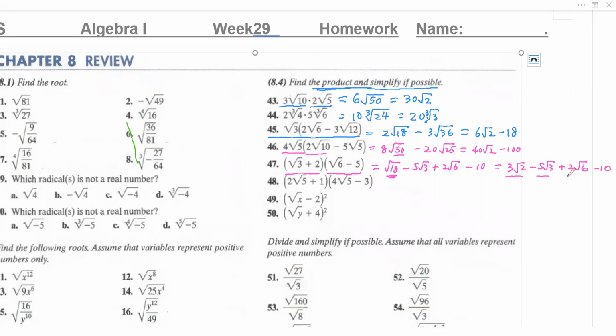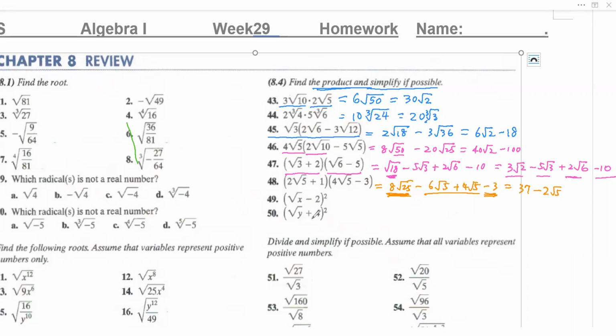So they cannot be combined further, right? They have no radical, so just keep it as it is. Okay, see number 48, the same FOIL method. First, you get 8 square root 25. Second, minus 6 square root 5, and plus 4 square root 5, minus 3, right? So here is 40, and 40 minus 3 is equal to 37. And this one can combine like terms, minus 2 square root 5. Right? So you got these two.